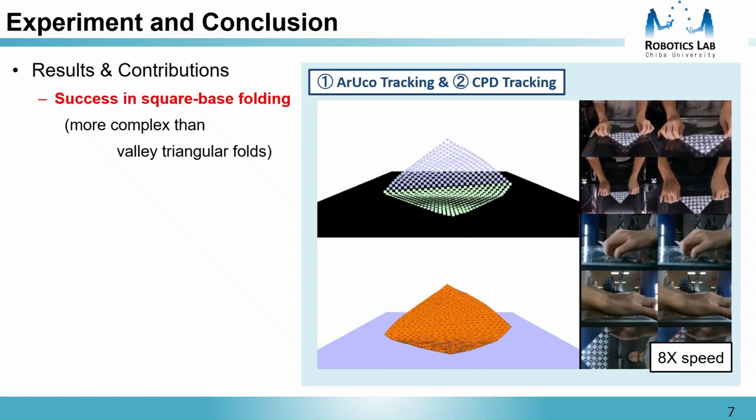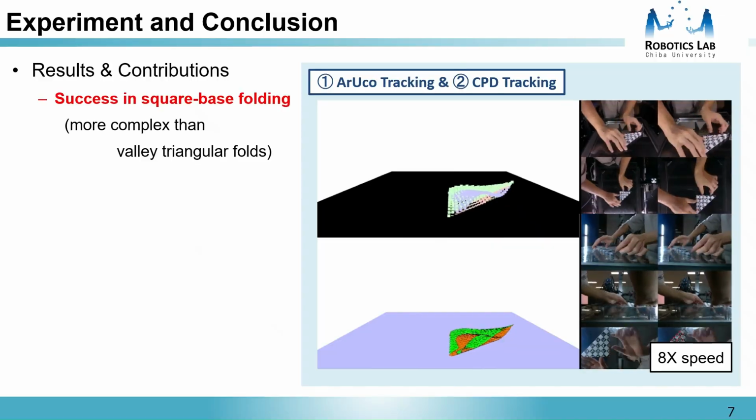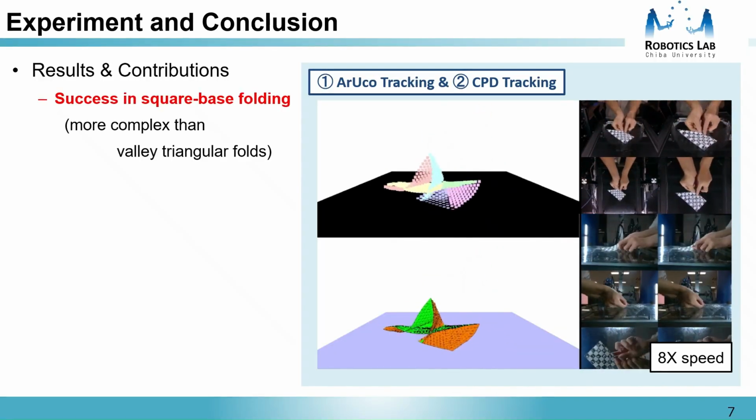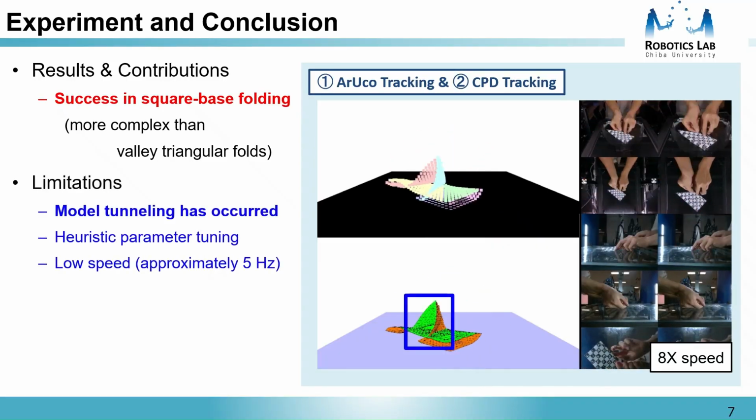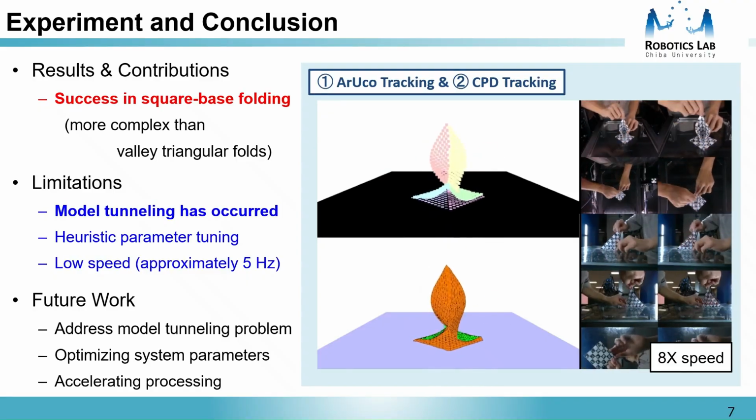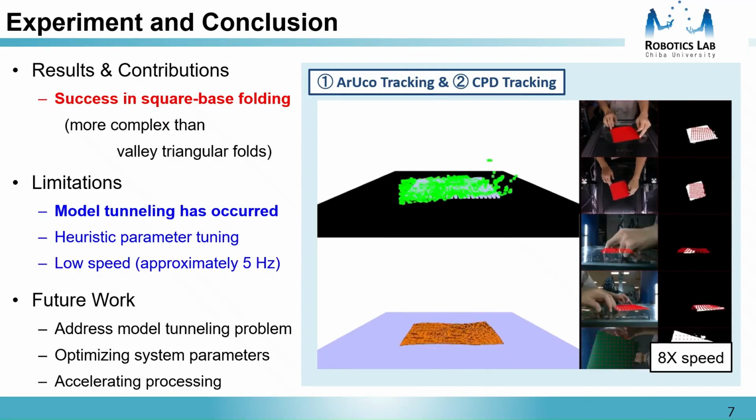For evaluation, we conducted real-time paper tracking in a physical setup. The manipulation follows square-based folding. As a result, we successfully tracked a full sequence of folding. However, because collisions are not modeled in the simulator, model tunneling occurs. As future work, we will address the model tunneling problem while optimizing system parameters and accelerating processing.